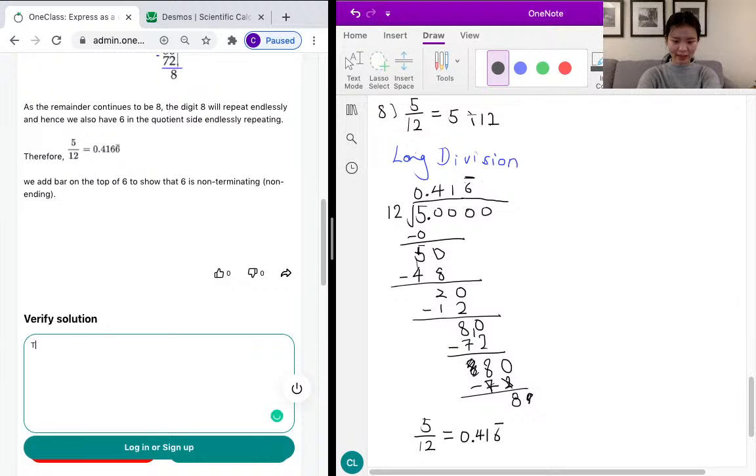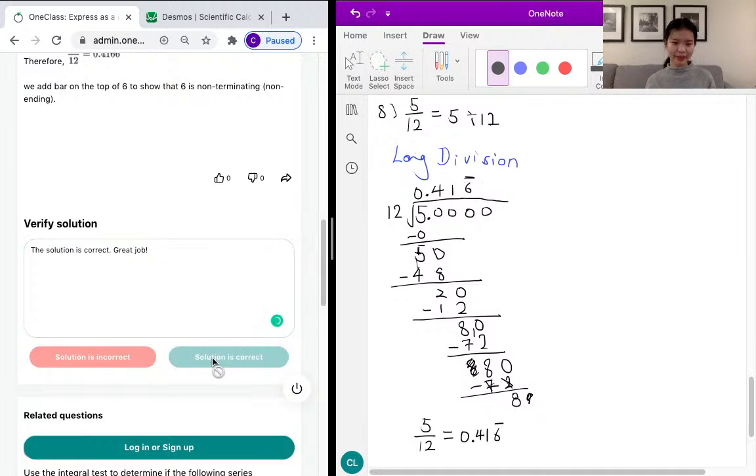Okay, let's say the solution is correct. The solution is correct. Great job. Moving on to our next problem.